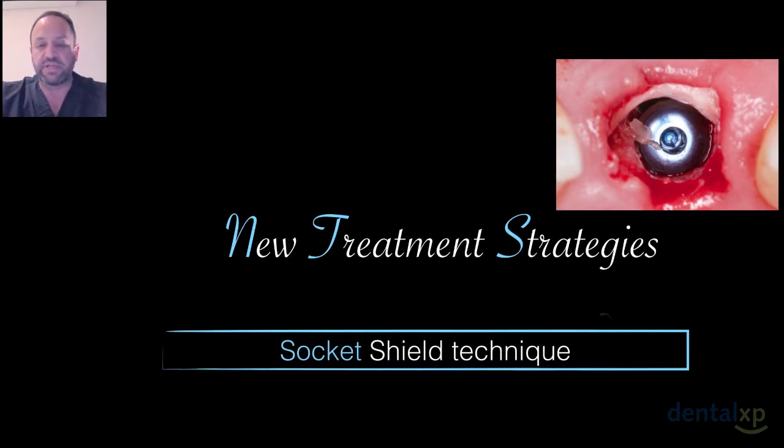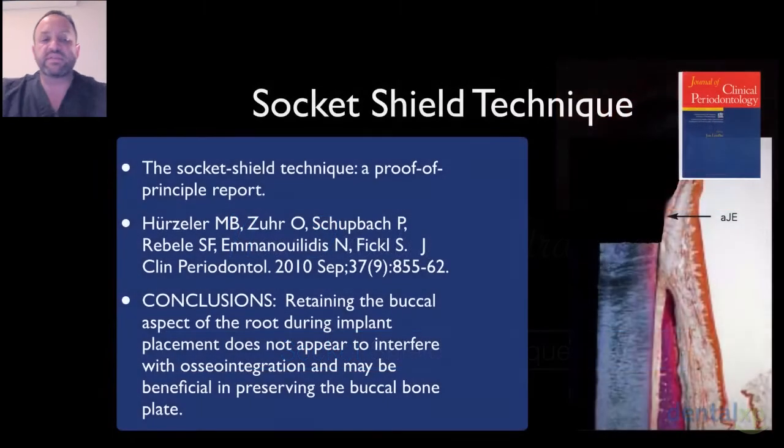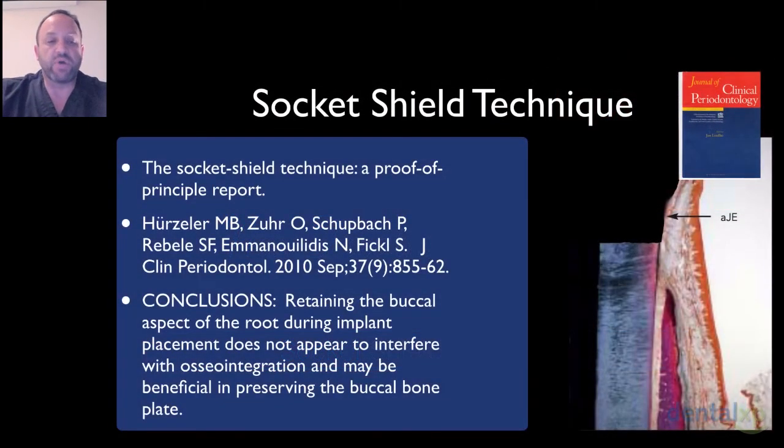the socket shield technique. The socket shield technique was first described by Markus Hürzeler, Otto Zuhr, et al. in the Journal of Clinical Periodontology in 2010. Basically, what their process was is they left a piece of the buccal root intact, and they left it there so that the body didn't actually know that the tooth had been extracted. In other words, the periodontal ligament was still there.